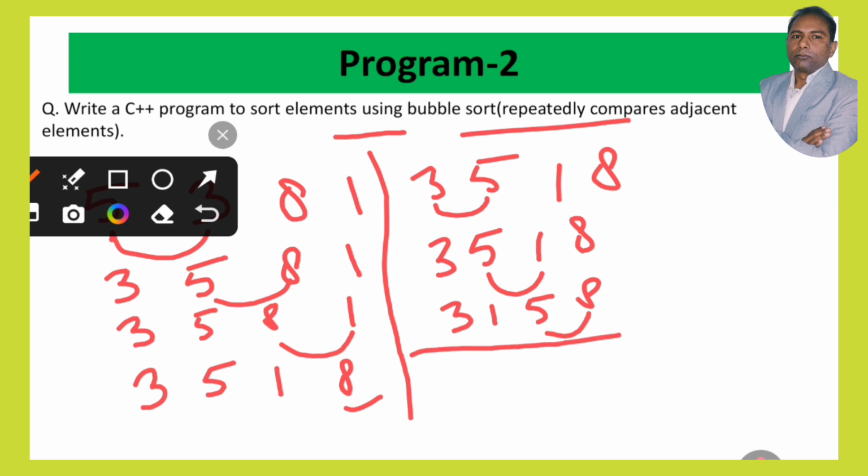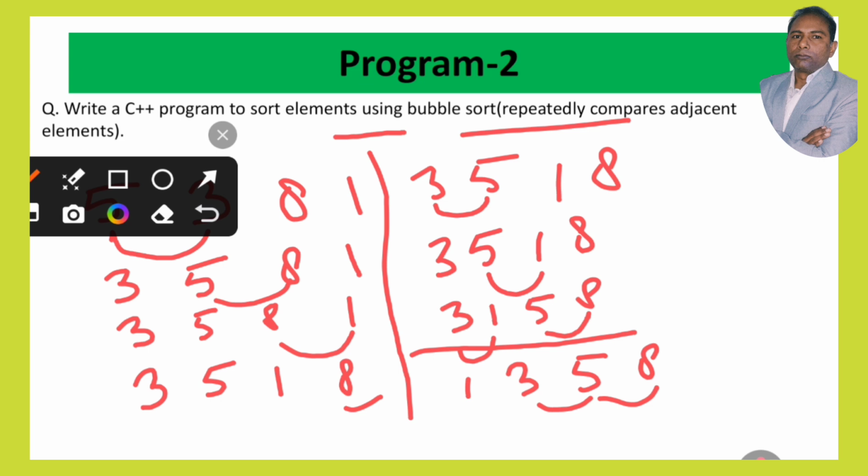Then we will again compare 1 and 3. 1 is lesser, so we will have the answer 1 3 5 8. Then we will again compare 3 and 5. There is no need to exchange. We will again compare 5 and 8. There is no need to exchange.